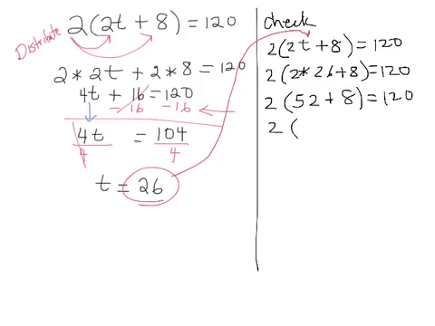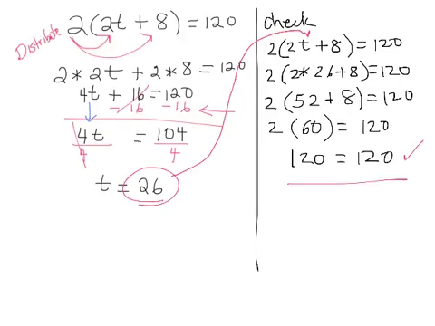Then I add what's in the parentheses, which is 60. And finally, 2 times 60 is 120. And when I see that these two sides are equal, then I know my answer is correct.